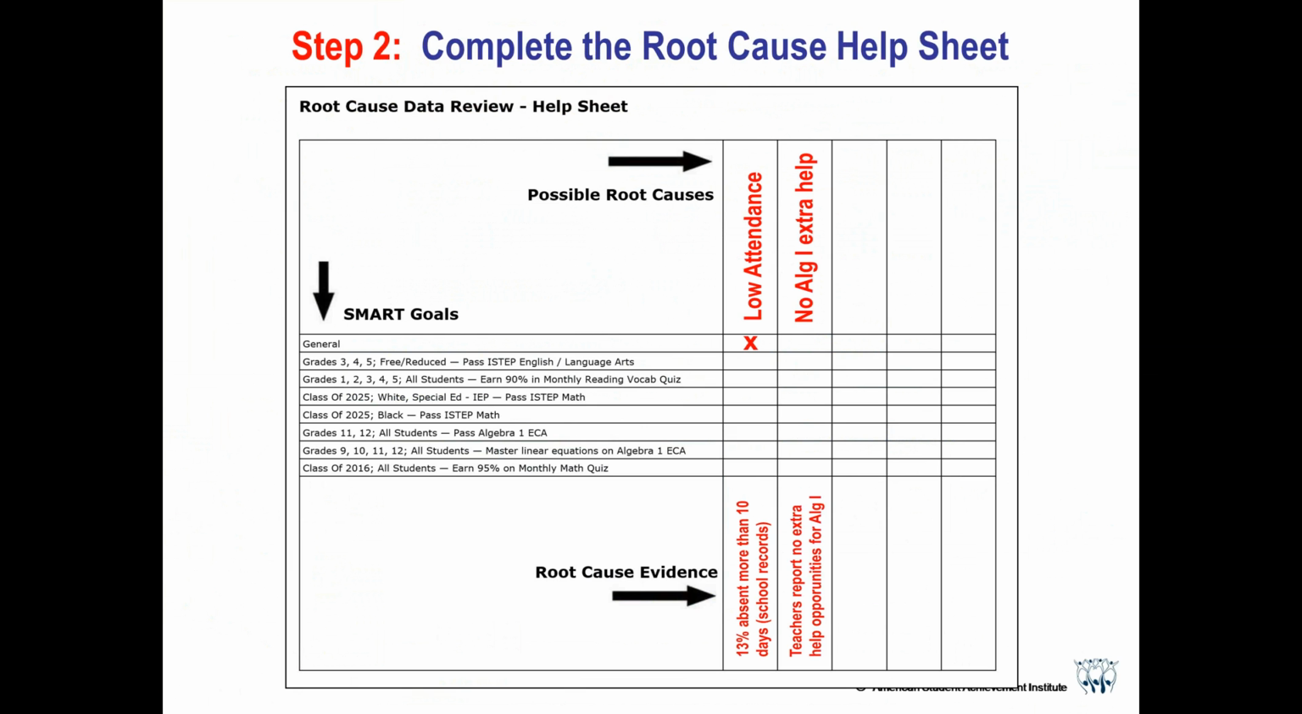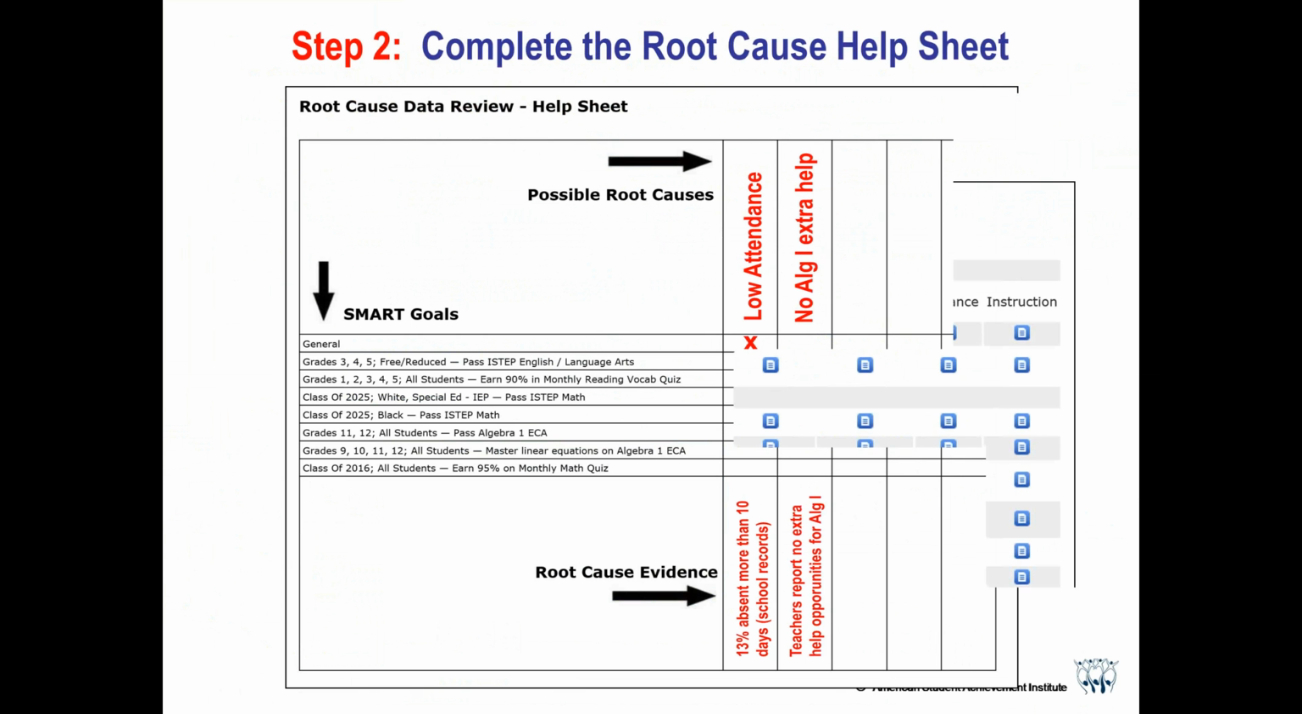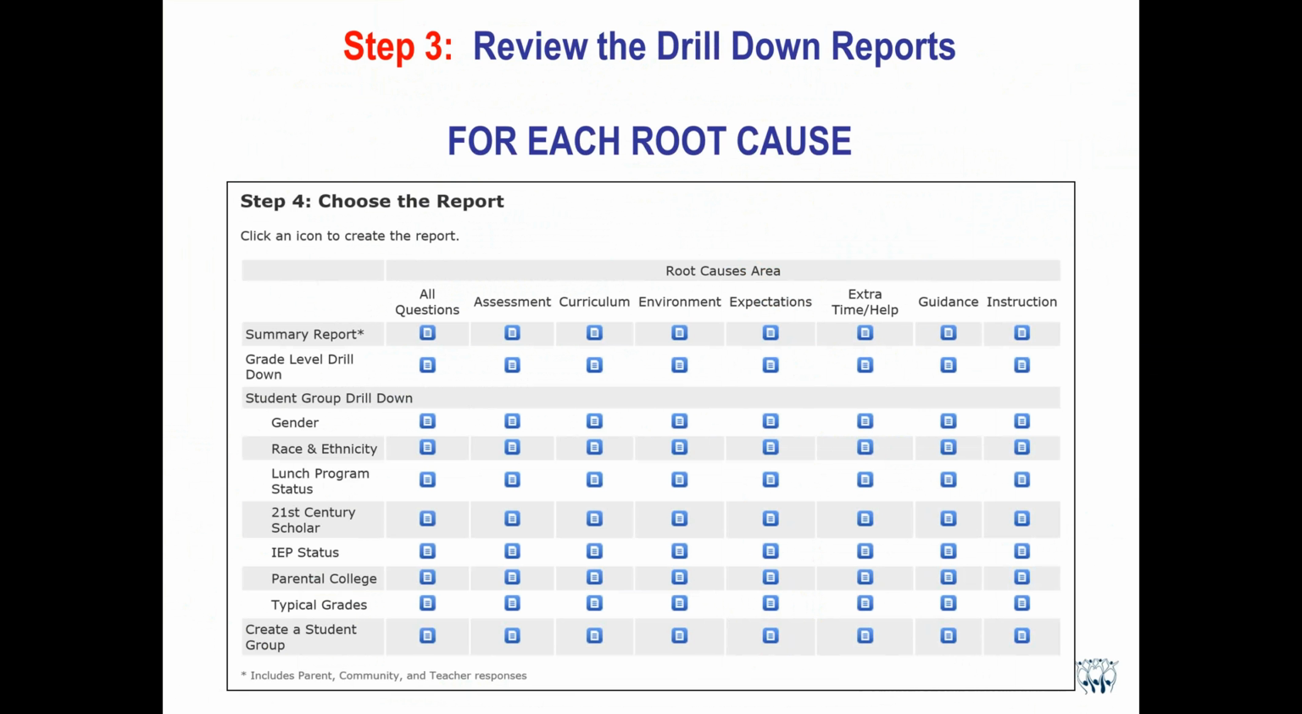You know, how do we know that? Because teachers have reported that extra help's not available. And which SMART goal is that going to impact, and then we check the appropriate one. So in step 2 now, we've got the preliminary makeup of our root causes. Then we're going to look at the drill down reports.